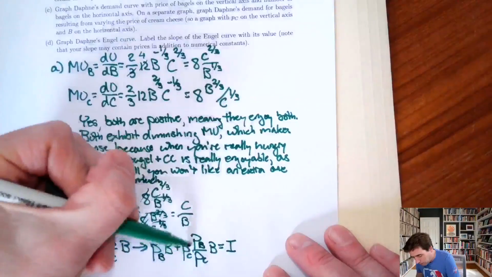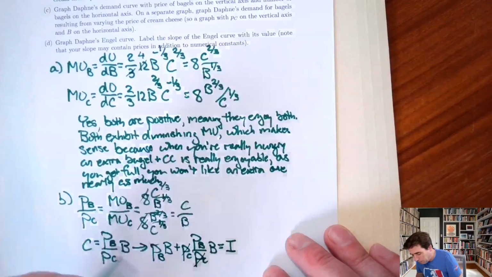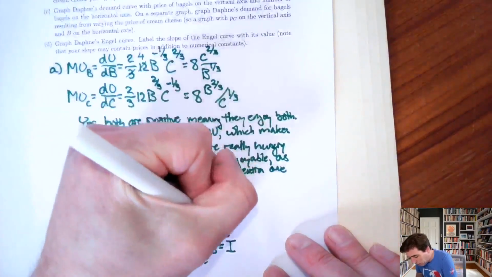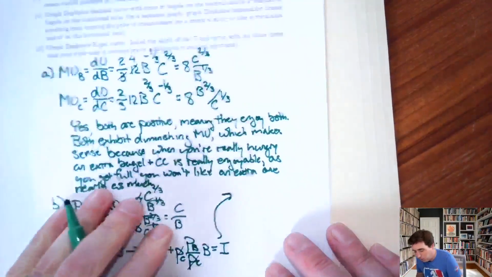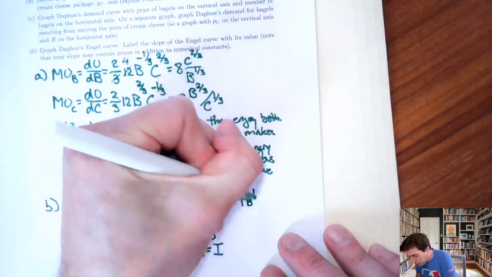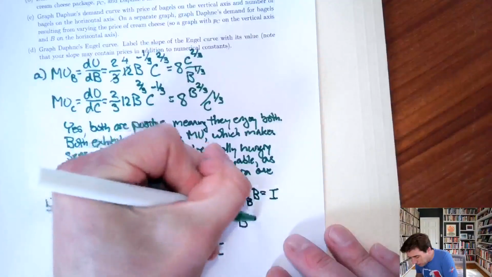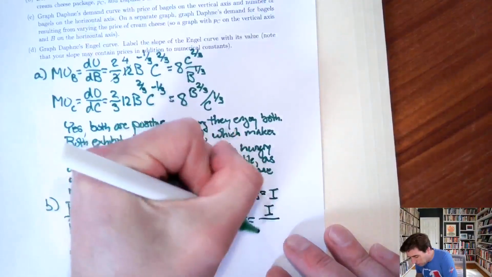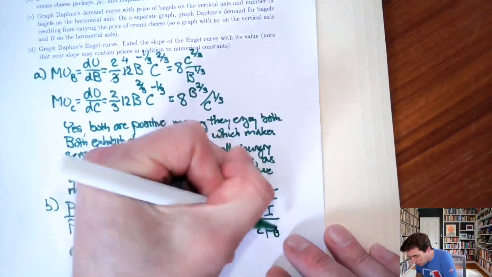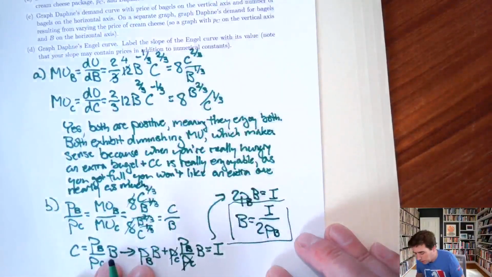All right, so this PC cancels that PC. I'm left with PBB plus PBB is equal to income. So let's move that up here, give myself a little more room. That's 2PBB is equal to I. And so my final expression here is that B is equal to I divided by 2PB.